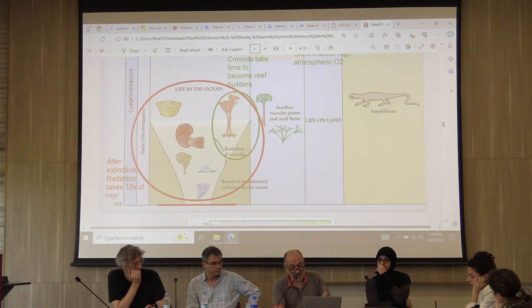Who else is making reefs? Crinoids, which are part of the echinoderms. Is it true that immediately after the extinction we got the crinoids? No, it took time for crinoids to come back. How much time? Tens of millions of years.